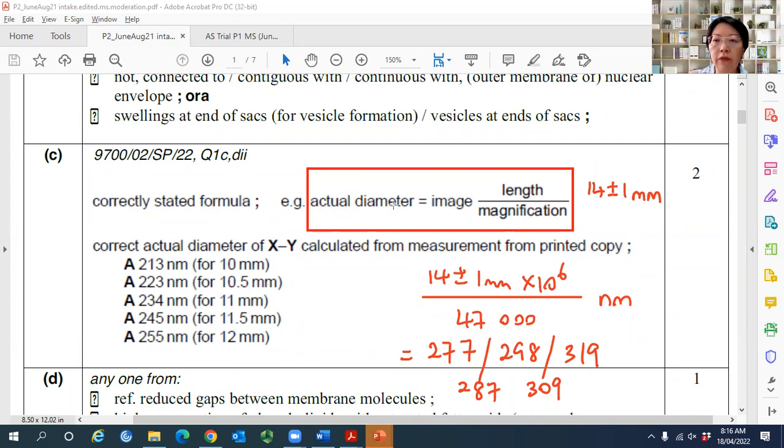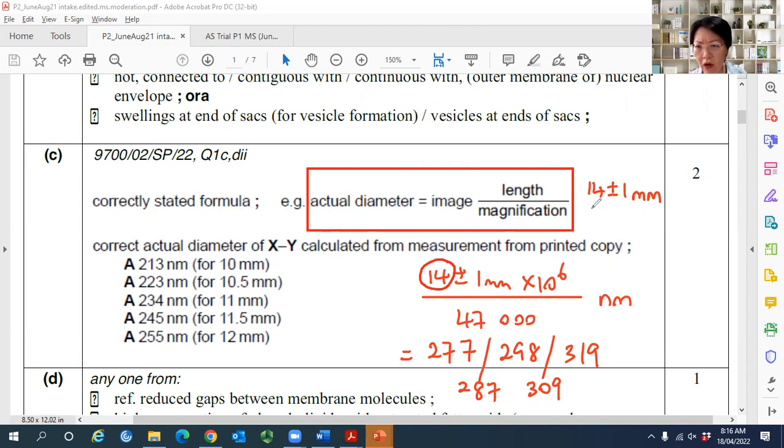Second mark is given for correct answer. Correct answer means as long as your calculation is correct, you will get 277, 287, 298, 309, or 319 nanometers only, because it is based on this value that you have obtained from measuring. So that means, I forgot what is the value it is. Probably is 13, 13.5, 14, 14.5, and 15, I think.